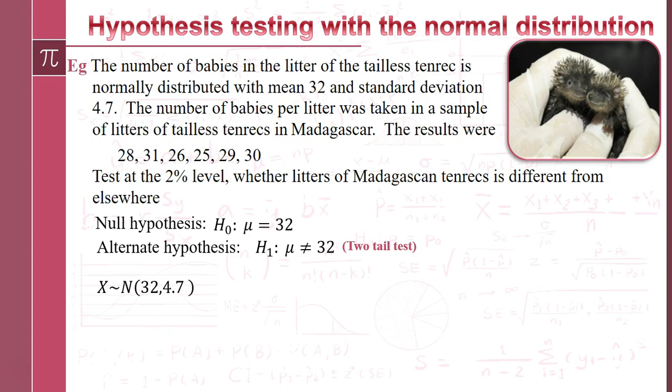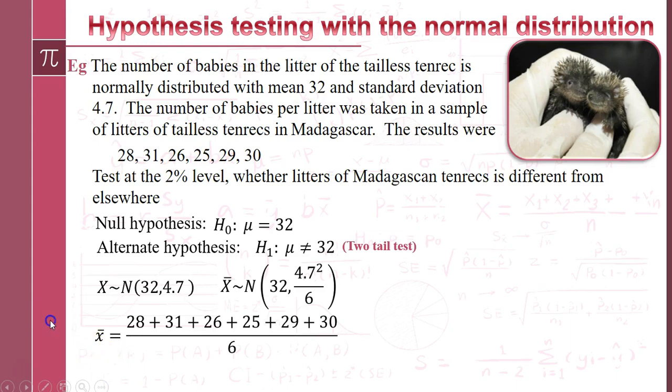There's our distribution of all the tailless tenrecs, and there's our distribution of our sample means from the tenrecs, and what we've got is our individual sample taken from our group in Madagascar, our sample of 6, so we need to know what is the value of that mean, and there it is. It's 28.16 recurring. So we want to know, where does this value fit into this distribution here, and is it, let's say, particularly low? So let's have a look.